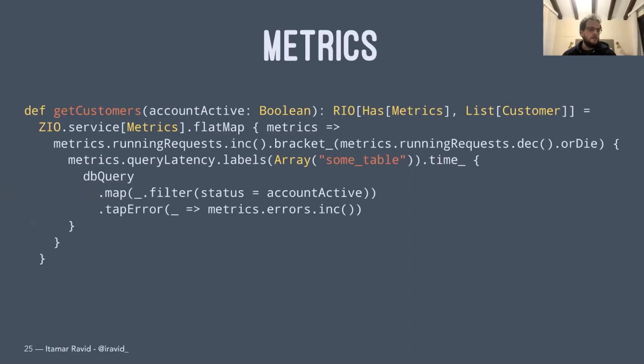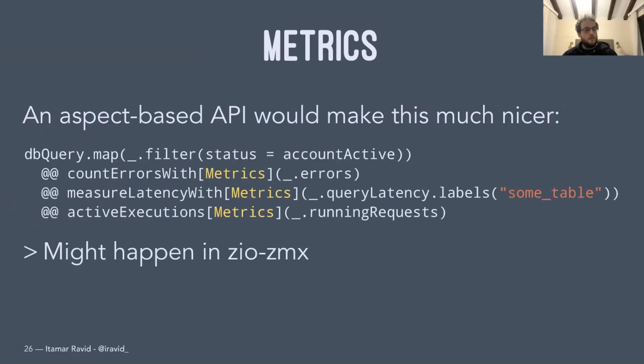And since we're working on ZIO ZMX at Diverge, Adam specifically, I think we have some cool avenues of improvement there. For example, an aspect-based API would make this much nicer because we can keep this function as is, and then after the fact, append some instrumentation aspects on top of it. So we can count the errors with this errors counter, measure latency with this histogram, and measure the active executions with this gauge. And I think we might look into this in ZIO ZMX.